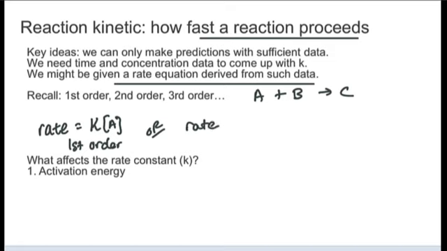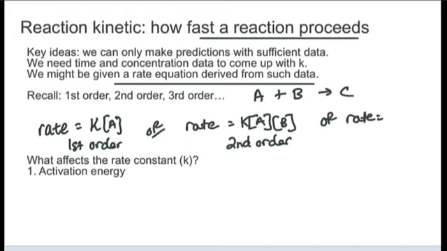Or we might have the situation where the rate of this reaction is the rate constant K times the concentration of A times the concentration of B. The rate is now dependent on the concentration of two of the species involved and it's second order. Or we could even see a situation where the rate equals rate constant K times the concentration of A squared times the concentration of B. The reaction rate is third order overall. So those are the considerations we're making here.